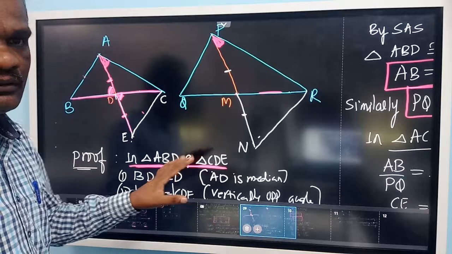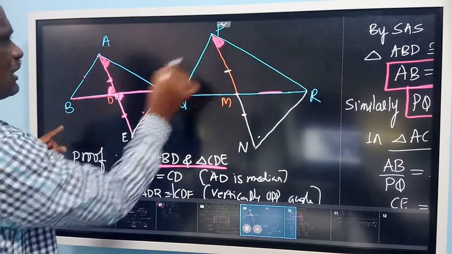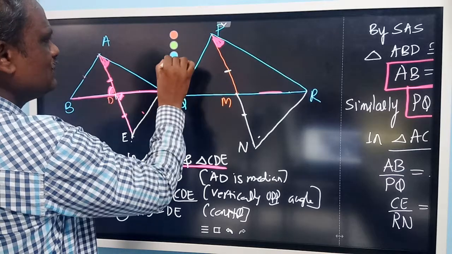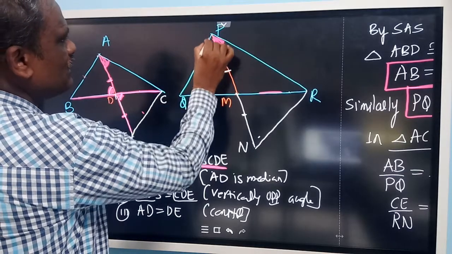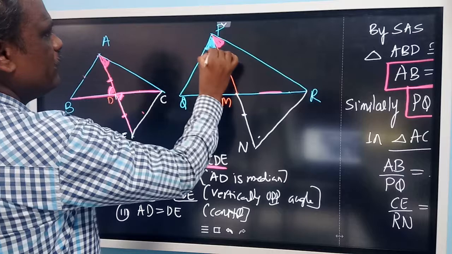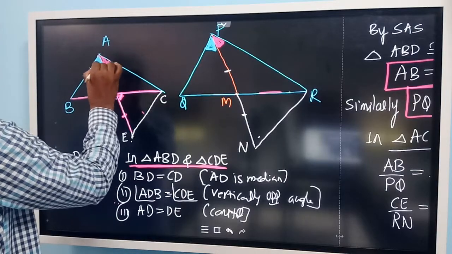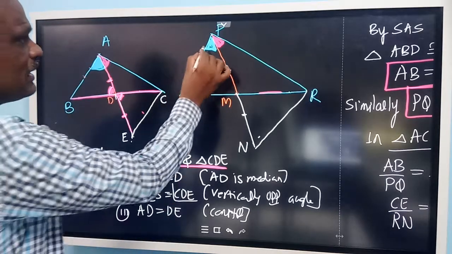In the same way, you can do the same thing here also. You can prove these two angles are also equal. So look at these angles. But the construction should change here. How can you show that these two angles are equal?